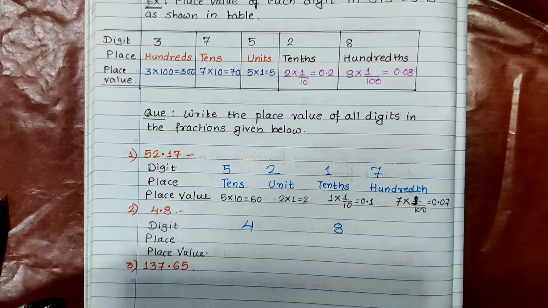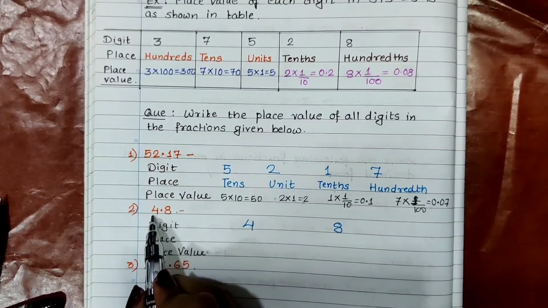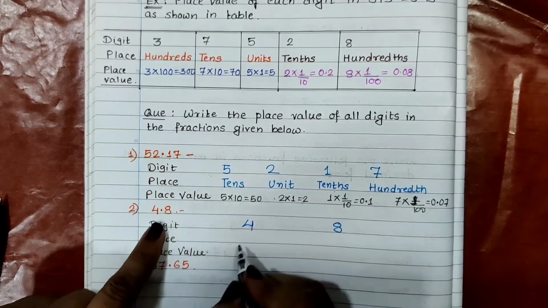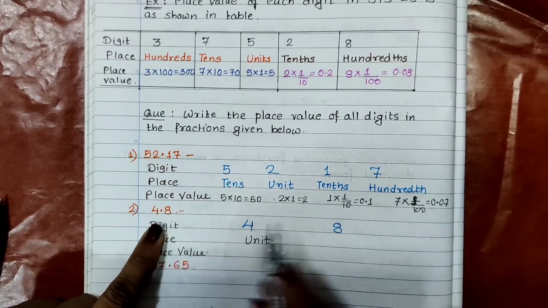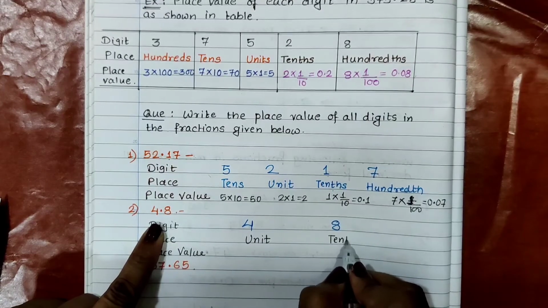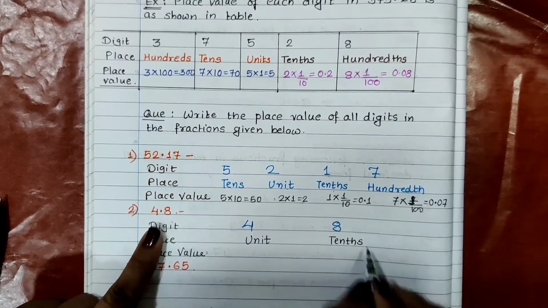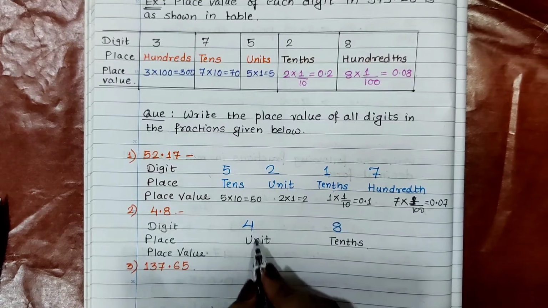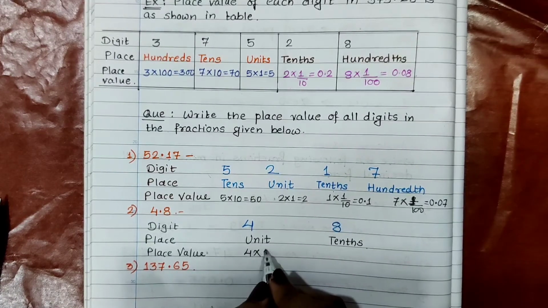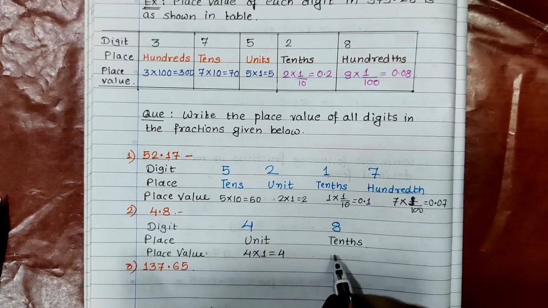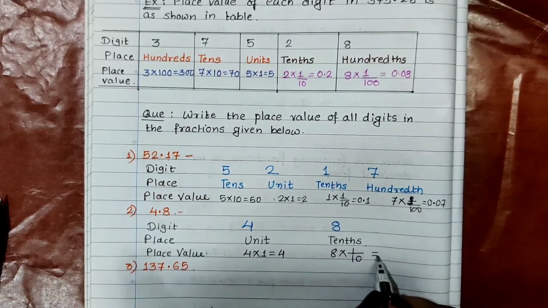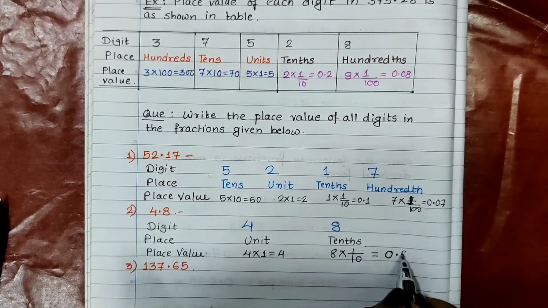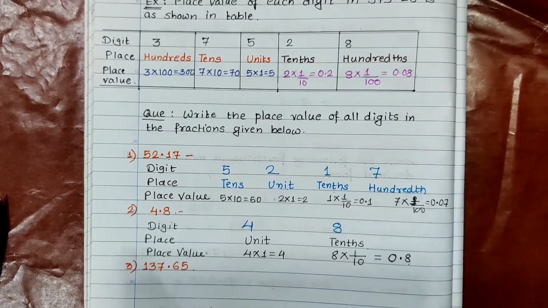On the left hand side of this point, the first digit is at units place. Only 1 digit is there. On the right hand side, the first digit will be at tenths place. What will be the place value? 4 into unit. Unit means 1. 4 into 1, answer is 4. Place value of 8 is 8 into tenths. Tenths means 1 upon 10. So 1 upon 10 means 0.8. After the decimal point only 1 digit should be there.